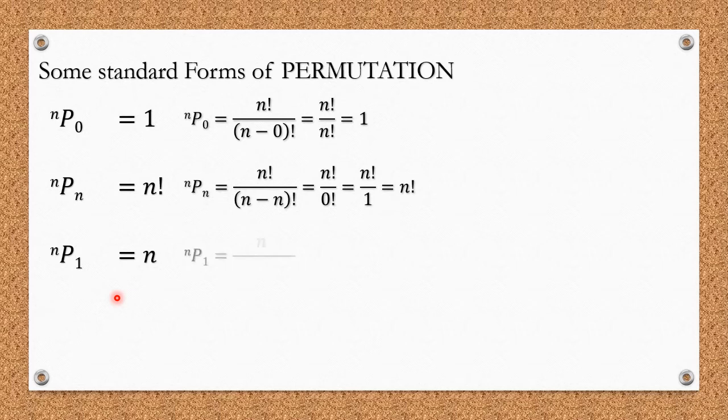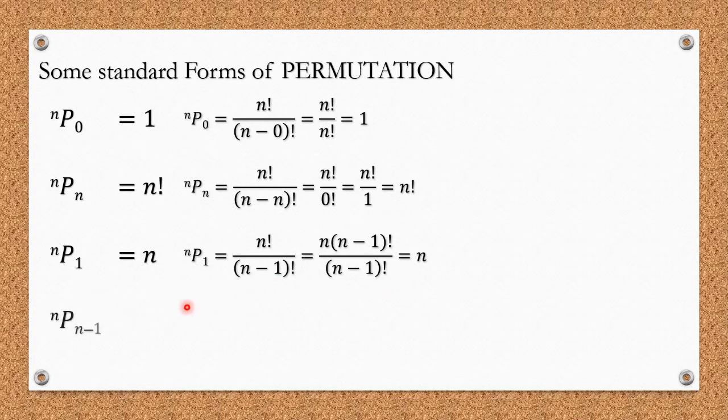Let's prove it again. nP1 is n factorial upon (n minus 1) factorial. Now n factorial is n into n minus 1 into n minus 2, but we just need up to n minus 1. So n into (n minus 1) factorial upon (n minus 1) factorial, and (n minus 1) factorial will be cancelled. You will be left with n. So this is your proof of how to write it down.